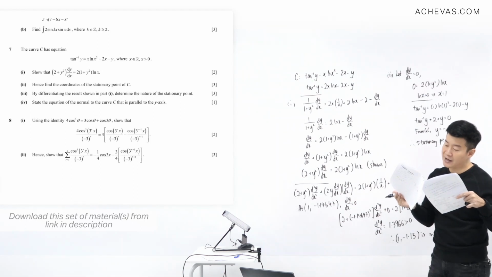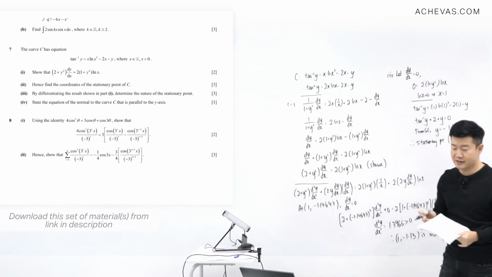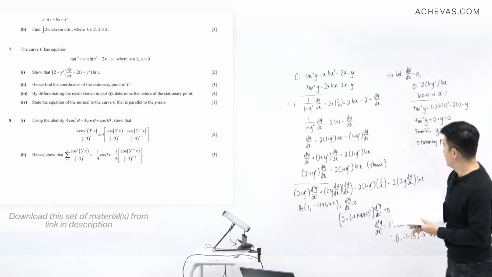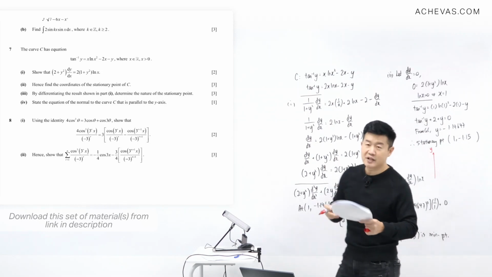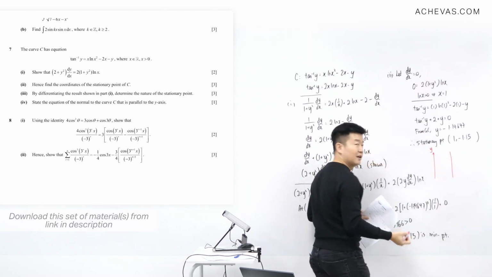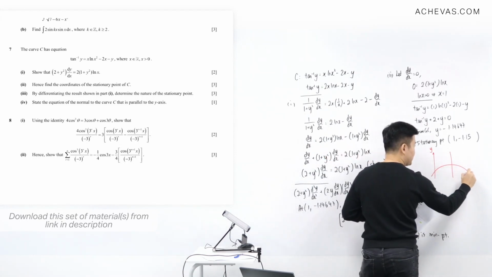Okay. And the last part: state the equation of the normal to the curve that is parallel to the y-axis. What is going to happen when the normal is parallel to the y-axis? Let's do a quick sketch of it. When the normal is parallel to the y-axis, then it should look something like this, right? Which means that the curve must look something like this.